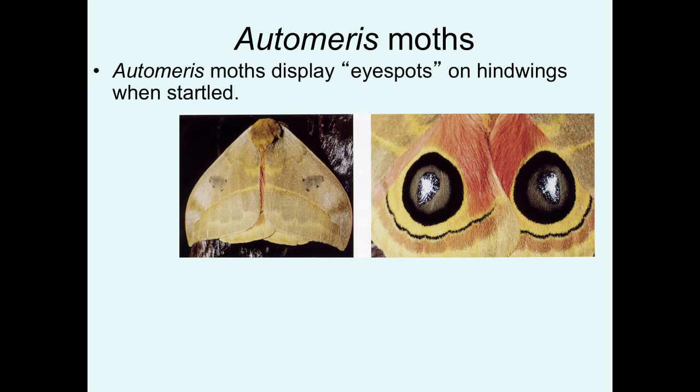So moths in the genus Automeris display eye spots on their hind wings when they're startled. So in the picture here, you can see the photograph on the left. The forewings are covering the hind wings, and if this moth was on a background, say, of fall leaves, it might very well be pretty well camouflaged. However, under certain stimuli, it will expose those hind wings, which have these bright eye spots on them. And so we have to try to understand this behavior.